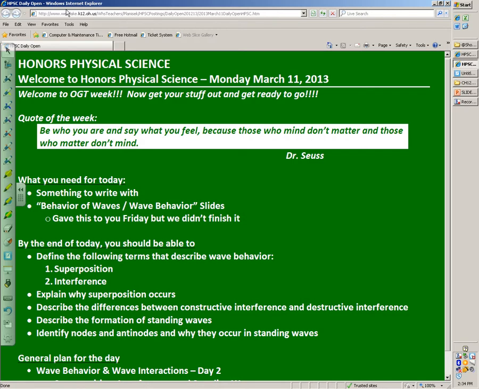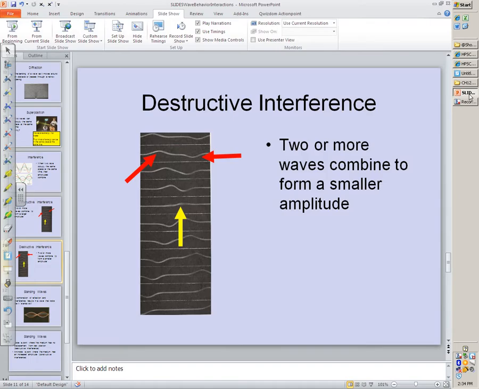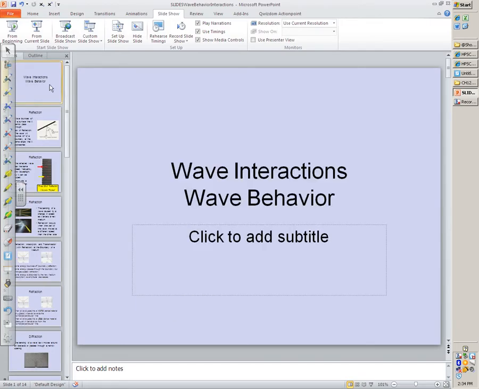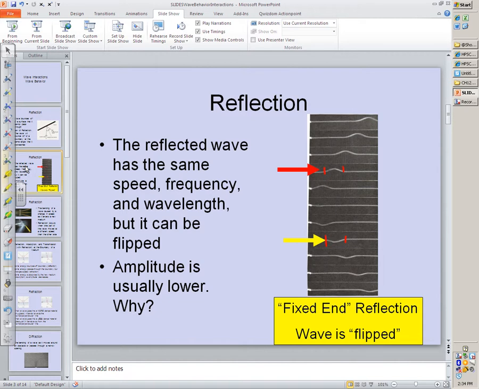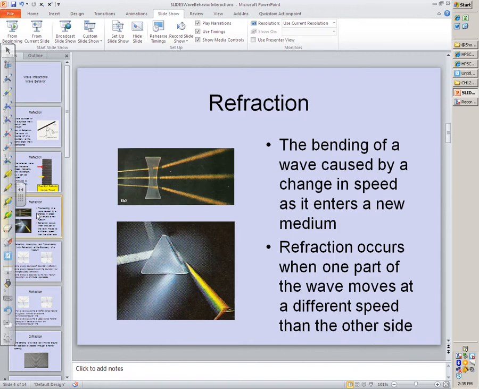All right, on Friday, we started talking about the behavior of waves in certain situations. And we talked about reflection, where a wave comes in and bounces off of a medium that it can't pass through. And then we talked about refraction, where as a wave goes from one medium to another, its speed changes, and then depending on the angle that it hits the new medium, you might see a bend in that wave.